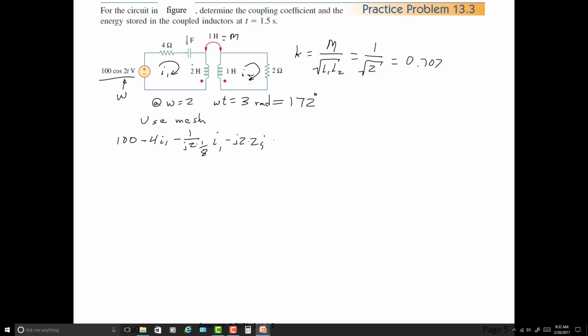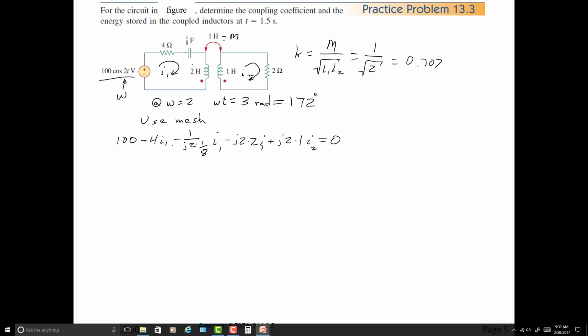And now I've got the current I2 coupled back through 1 Henry. But because of the orientation of the dots, this will be plus in my mesh equation. So that'll be plus j omega times 1 Henry times I2 equals 0. That's our left-hand mesh equation.